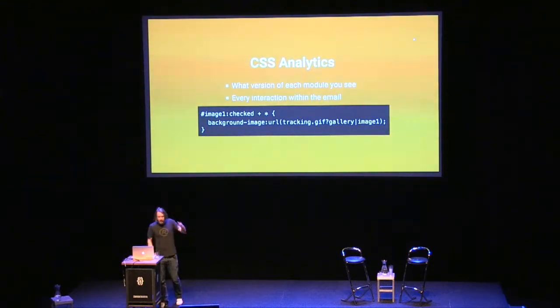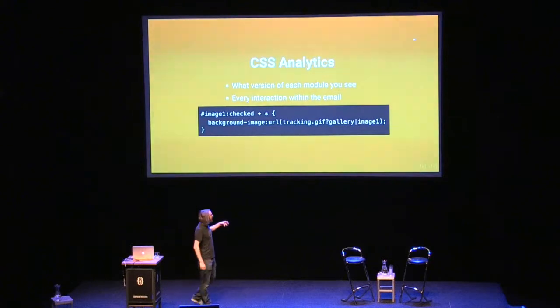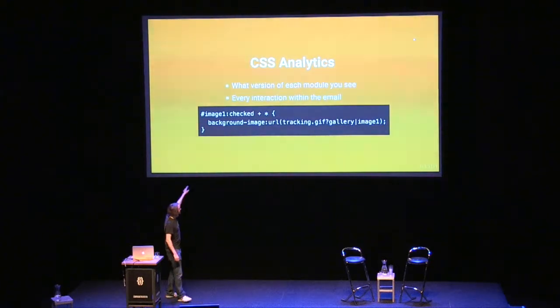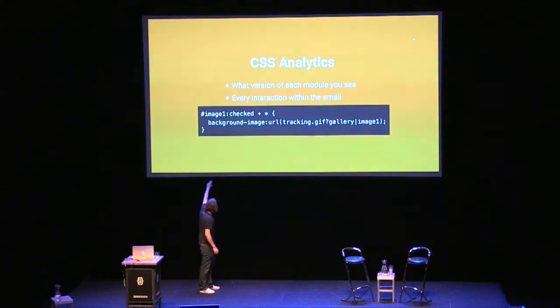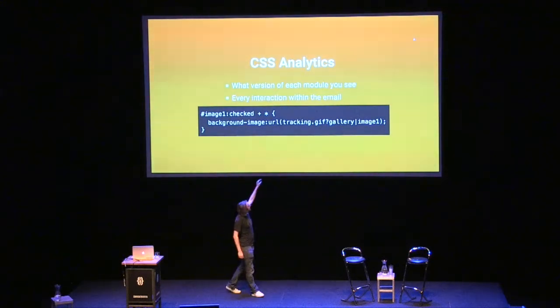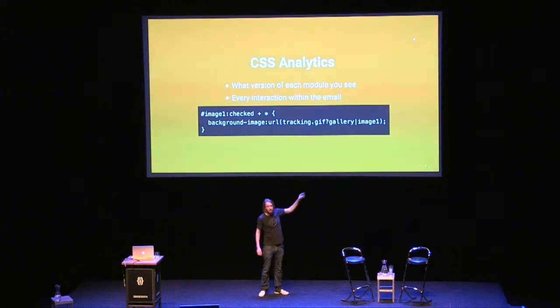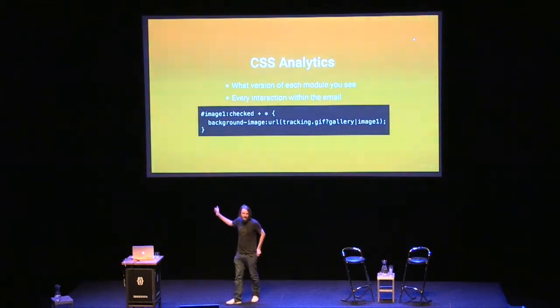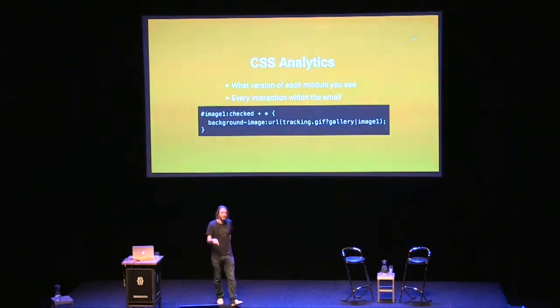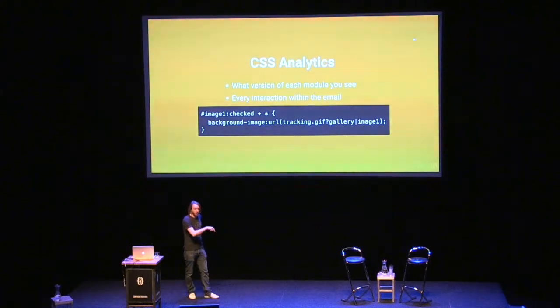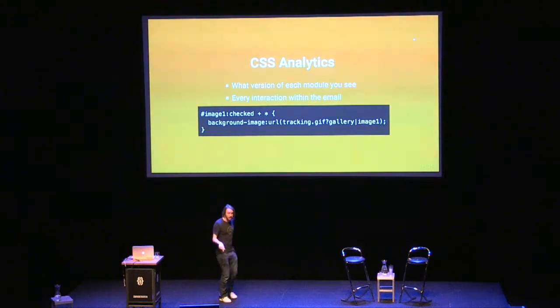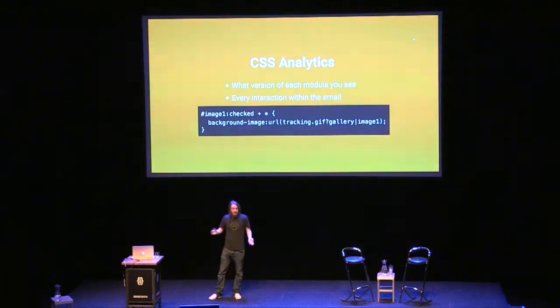So the way we track all this, every time a radio button is checked, we've got a bit of code like this. So image 1 is checked, plus star, which would be the label, probably, of the next one, or whatever it is. You put a little something in there to target anyway. So the background image, tracking GIF, gallery, image 1. So then that comes through. You'll also have an ID for the email and an ID for the user. So we know this user has clicked on this image in this gallery. We know every single click that the user has done within the email, which is great.